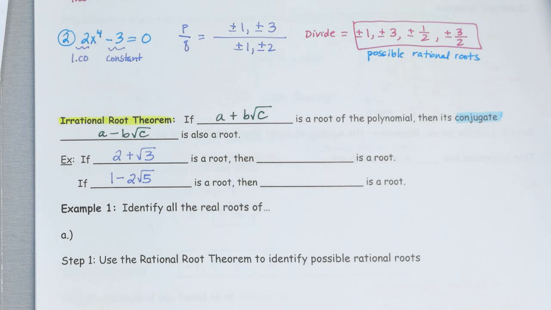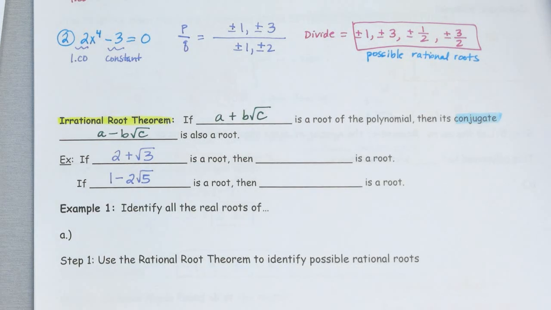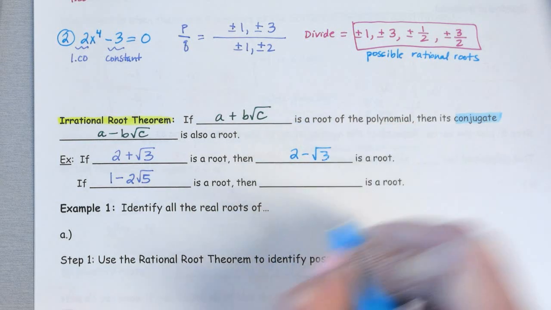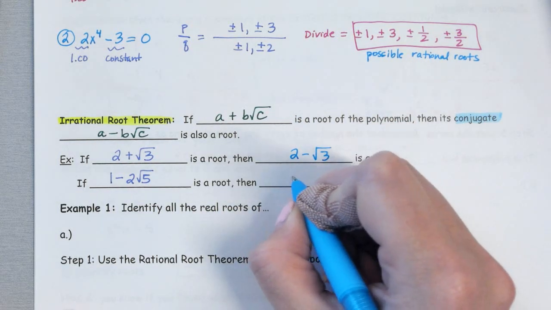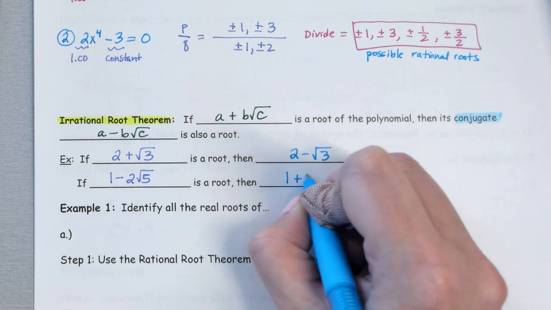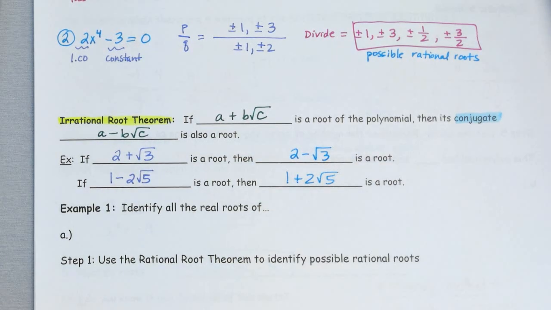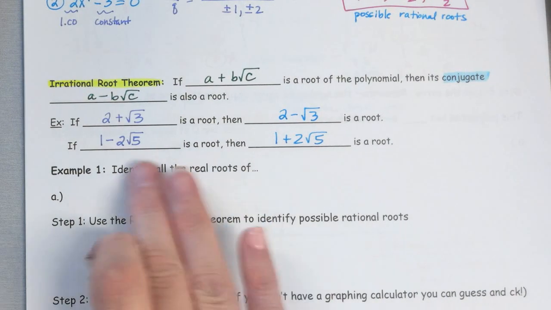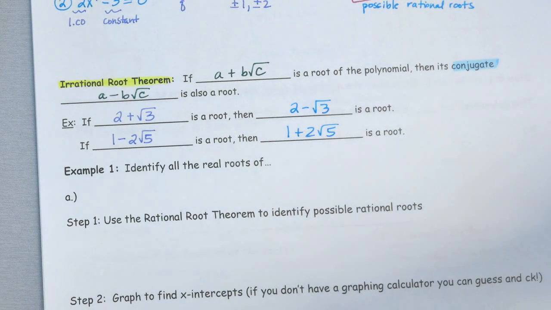Kate and G, tell me what the first one is. What's the conjugate of 2 plus root 3? Good. 2 minus root 3. All right. Danny, what'd you get for this one? 1 plus 2. All right. Awesome. Okay. So, any of you think you can tell me why this makes sense, that they come in pairs like this?